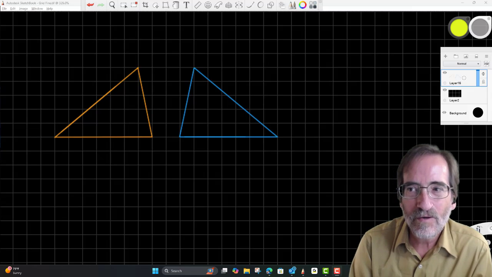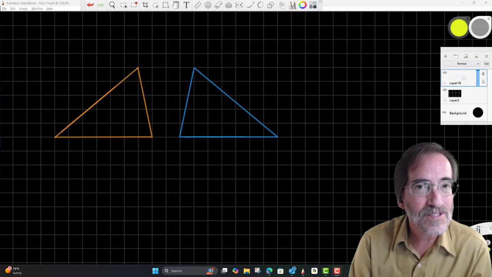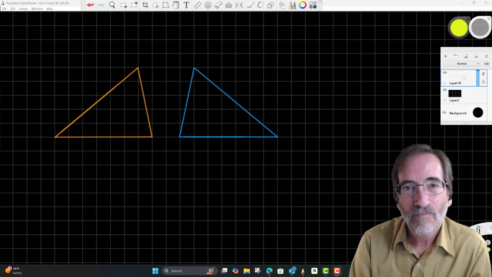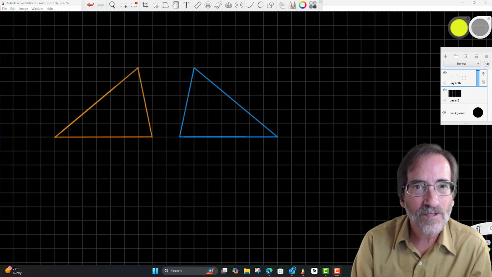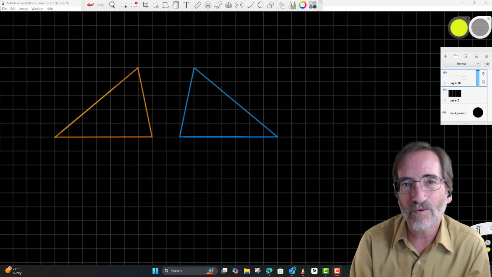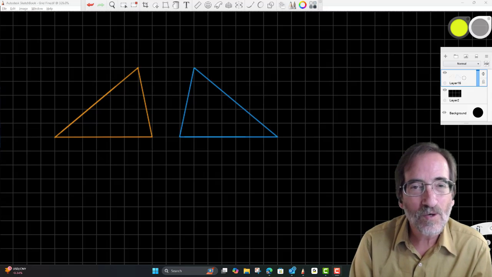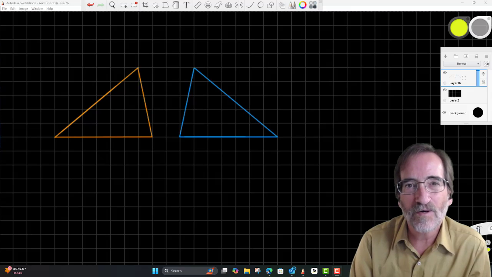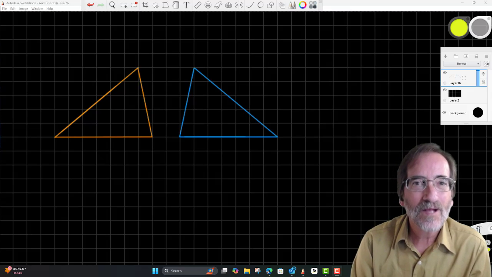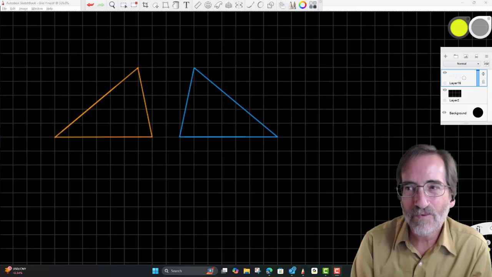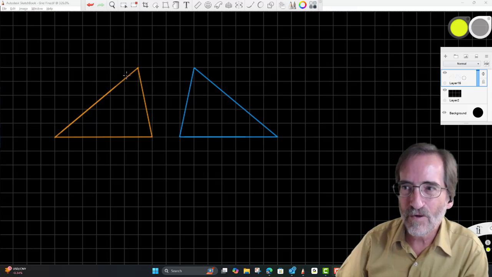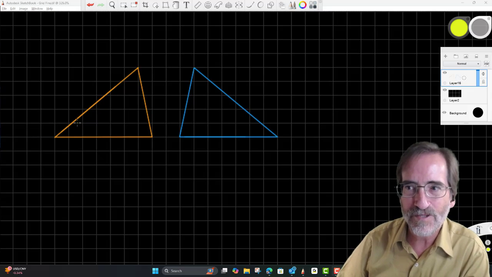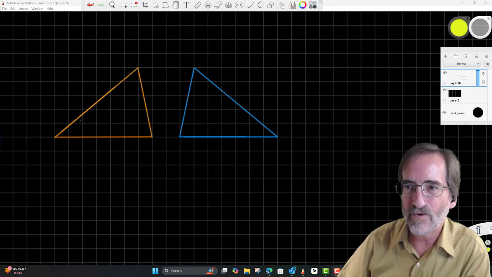Then, of course, we can prove that all 6 facts are true using corresponding parts of congruent triangles are congruent. So we can prove that all 3 angles are congruent, and all 3 pairs of sides are congruent. And we can use the shortcuts that we've learned so far: side, side, side, side, angle, side, and angle, side, angle. Today I'm going to look at angle, angle, side. And I'm going to approach this from an arithmetic point of view or an algebraic point of view.